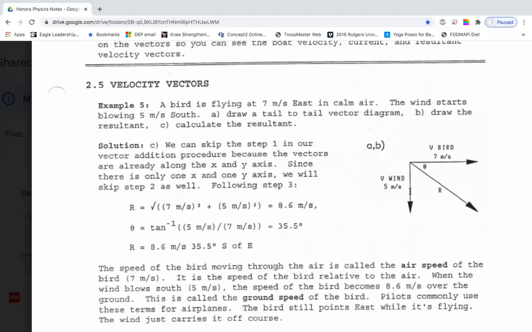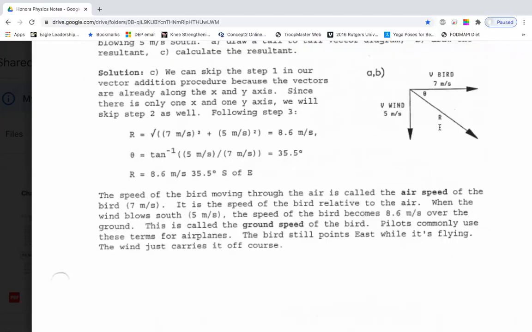If I want to visualize the resultant, I could say 7 meters per second, then 5 meters per second, and that's the resultant motion of the bird. The magnitude of this resultant is known as the ground speed. And then we throw an angle on that, we have a vector. How fast the bird can push through the air is called the airspeed.